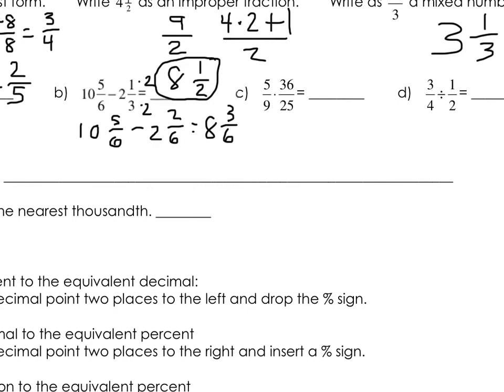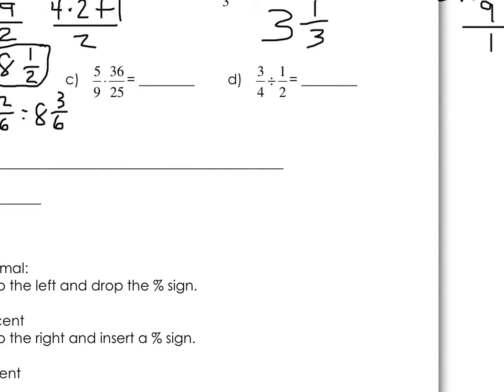What about when you're multiplying fractions? Well, you can cancel any number anywhere in the numerator with any number anywhere in the denominator. 5 goes into 5 one time, goes into 25 5 times, 9 goes into 9 one time, goes into 36 4 times. We're left with 1 times 4 in the numerator, which is 4, divided by 1 times 5, which is 5 in the denominator. So our answer is 4/5.